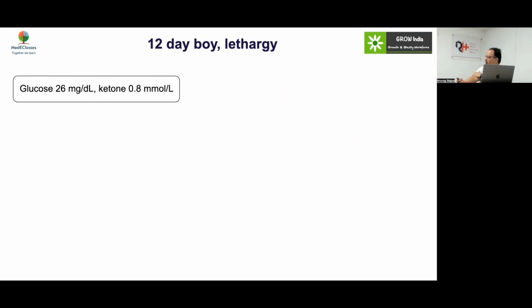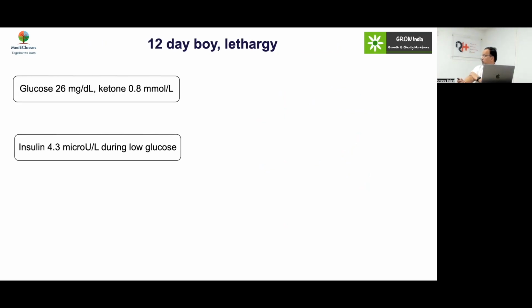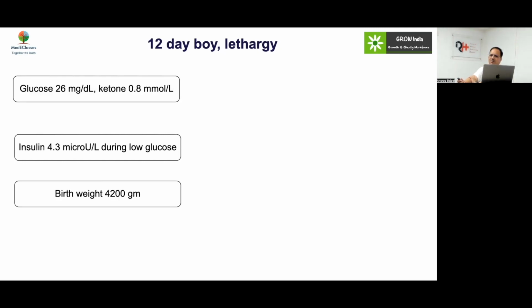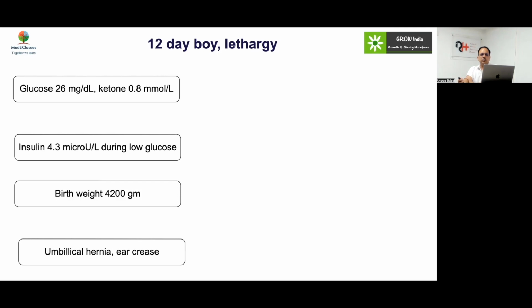12-day-old boy with lethargy, glucose is very low, ketone is low, insulin was detectable during hypoglycemia, but the birth weight is high. Umbilical hernia and ear crease. So you have to look at hepatomegaly. And what is the course usually here?